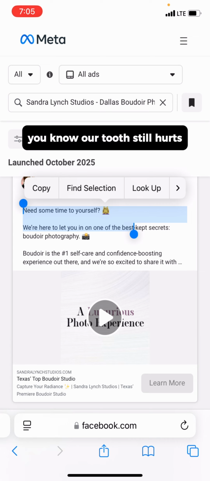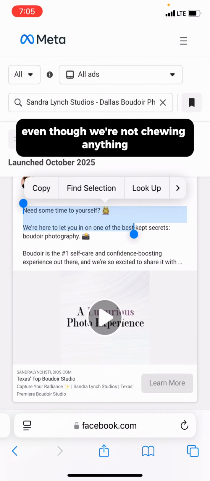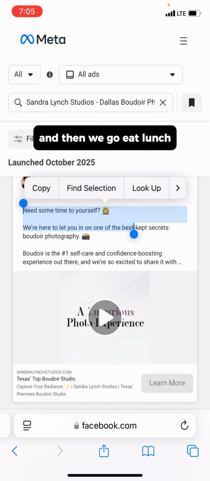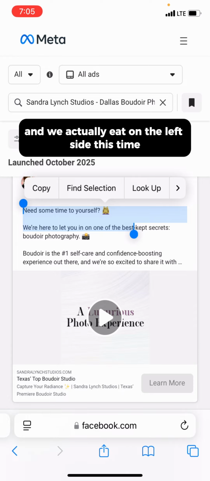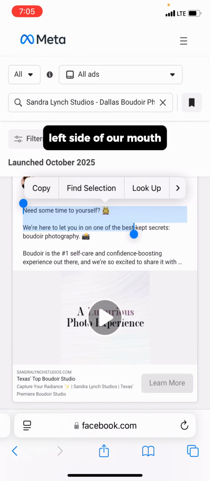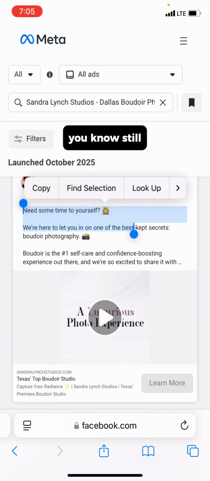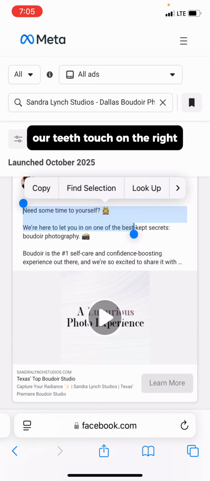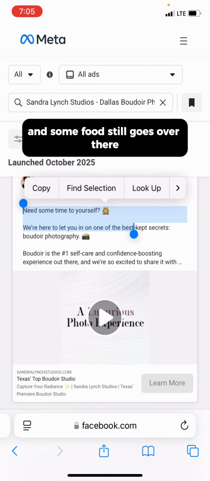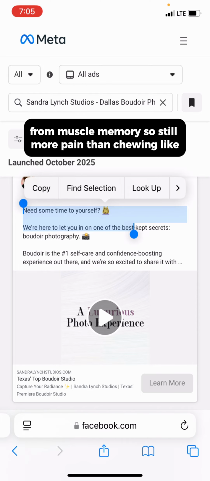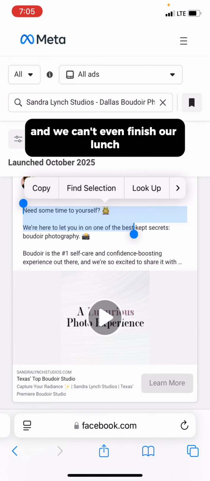And then we go the rest of the morning working on all our stuff, and our tooth still hurts, our jaw still kind of hurts, even though we're not chewing anything. And then we go eat lunch, and we actually eat on the left side of our mouth this time, because we learned. But still our teeth touch on the right, a little bit of pain, and some food still goes over there from muscle memory. So still more pain than we'd like, and we can't even finish our lunch.